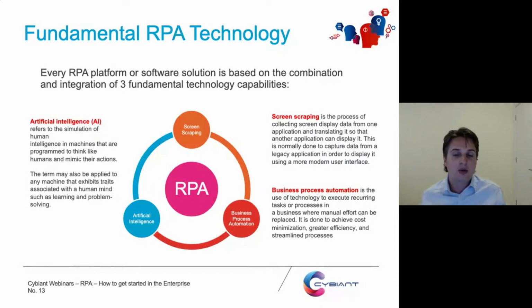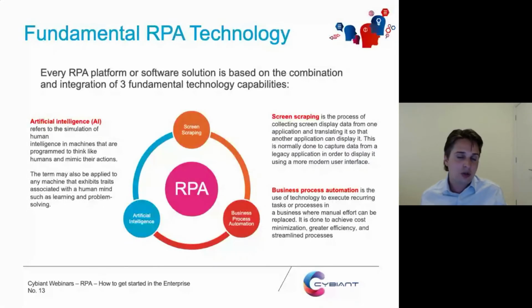The second major technology is business process automation. And I'm pretty sure you heard about that before. In business process automation, what we're trying to accomplish is to automate common business processes. Here we're looking at the technology to execute workflows and do things in a sequential order.